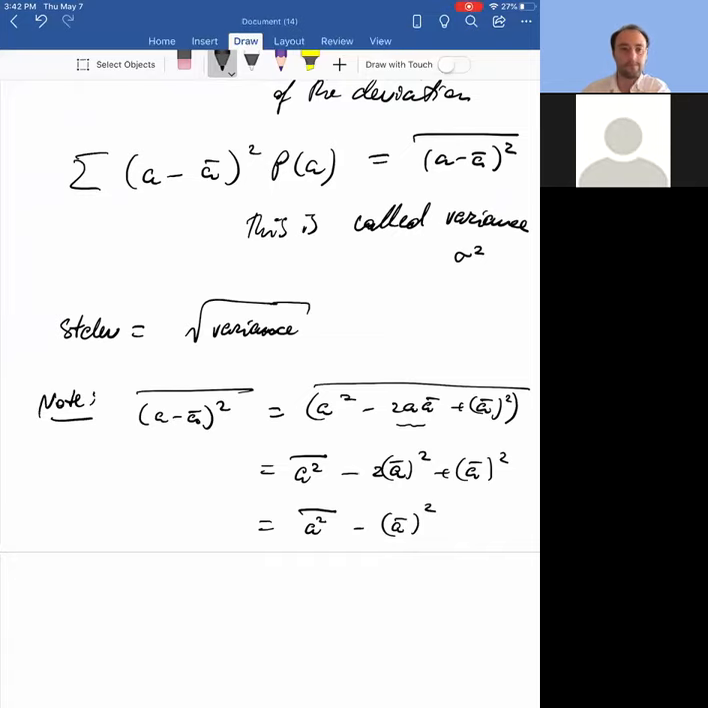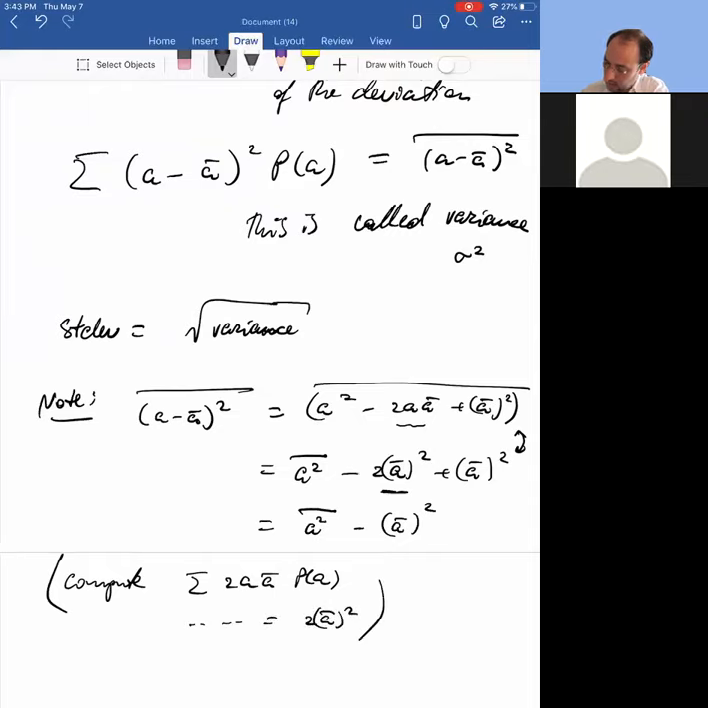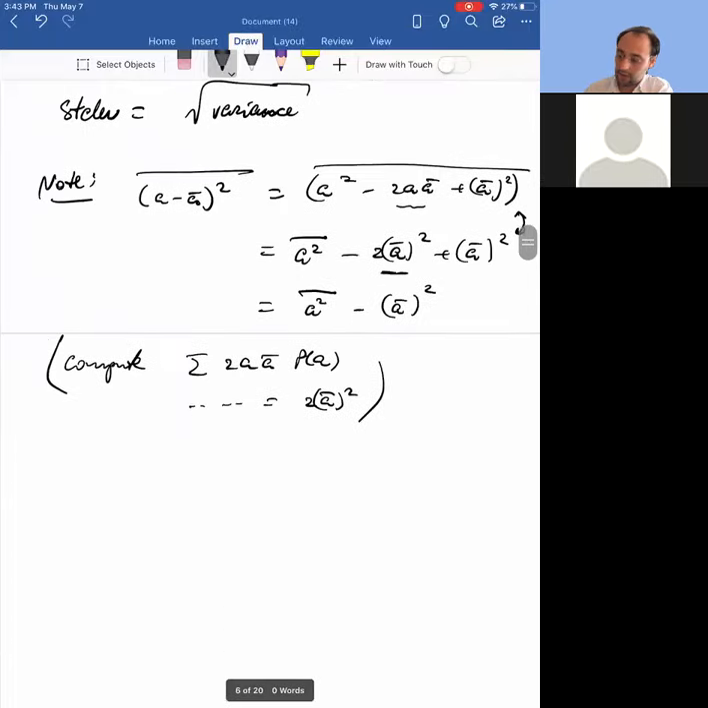If you're not completely clear on how I made the step from here to here, actually write it out. So you just compute 2a bar p of a, and then you will convince yourself that this equals 2a bar quantity squared. I'm not going to do that.